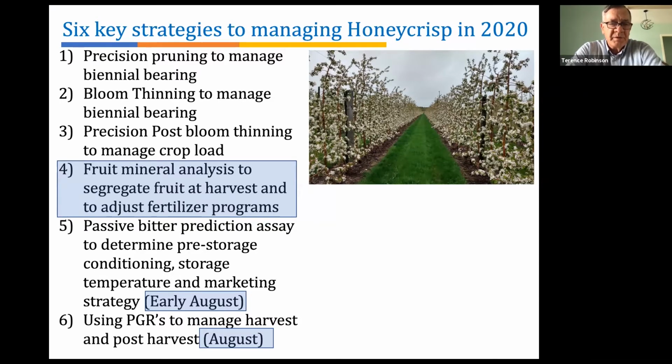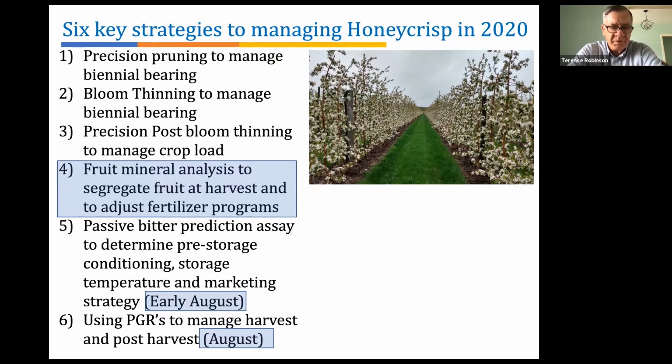And then precision post-bloom thinning to manage crop load to get to the right fruit number as early as possible. But we also proposed this point number 4 to organize and conduct an area-wide collection of fruitlets to do mineral analysis on the sap from the peel, and then utilize that data to help segregate fruit at harvest, and also to be a guide for adjusting fertilizer programs for next year.